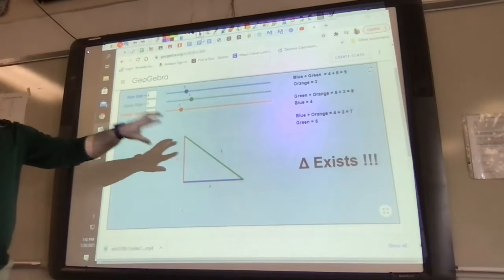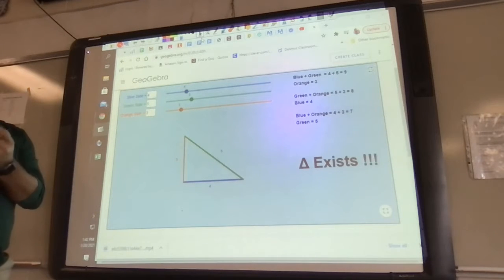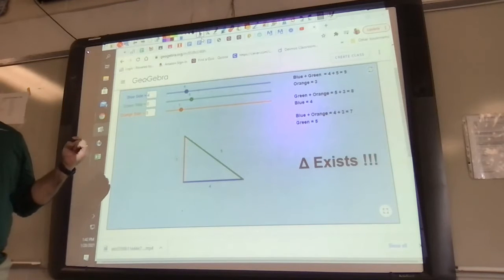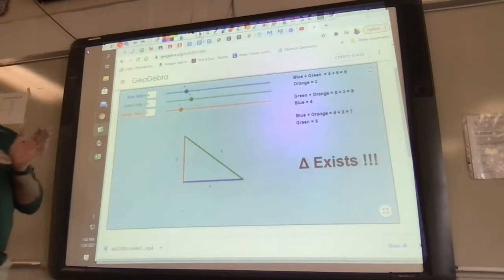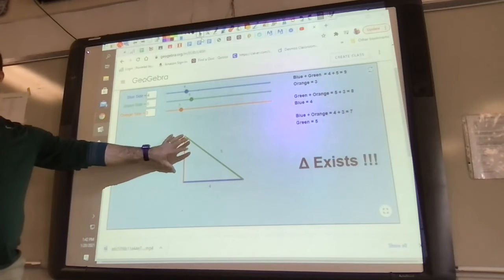3, 4, 5 is your basic triple. Everything is based on a 3, 4, 5. Is anybody eventually going to take carpentry? You are? You better know the 3, 4, 5, because if you're going to make something with a 90-degree angle, it better have 3, 4, 5 based on it.